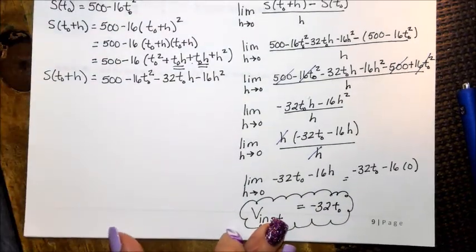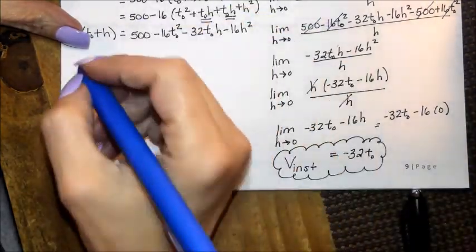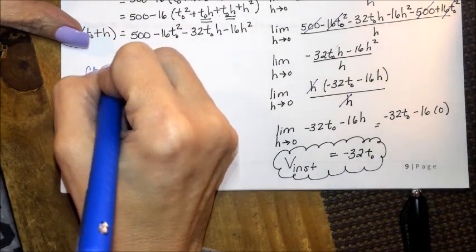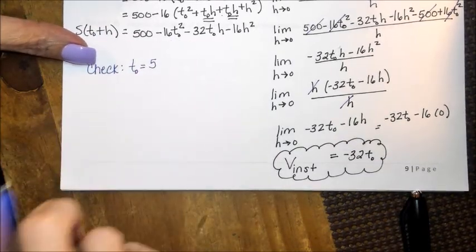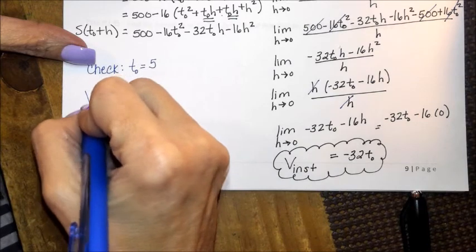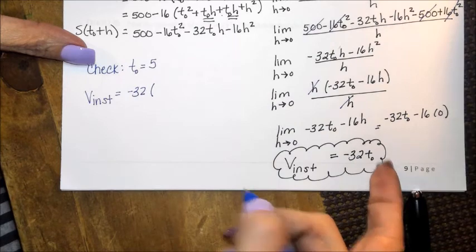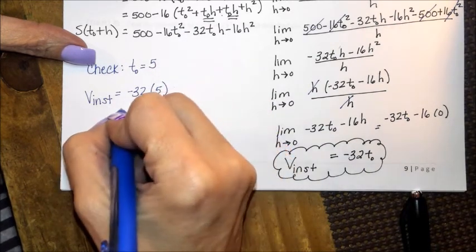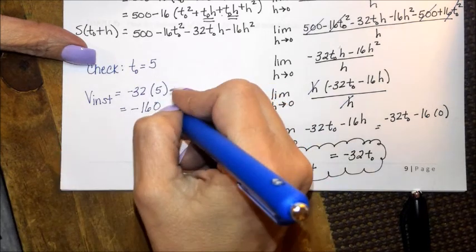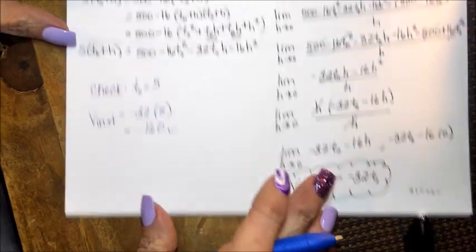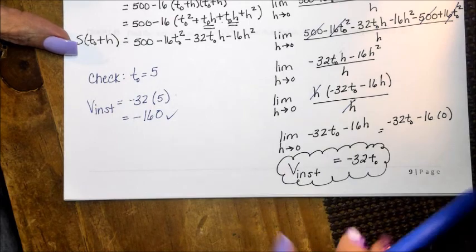Okay, let's check it. Does that really work? Like, are we sure about that? Well, remember we had that time earlier. We had what's the instantaneous velocity at 5? Let's see. Velocity instantaneous would be negative 32 times t naught, which in this case was 5. Oh, wow. Negative 32 times 5 is negative 160. So check, that did work. Instantaneous velocity is nothing more than the limit as x approaches 0 of the slope.